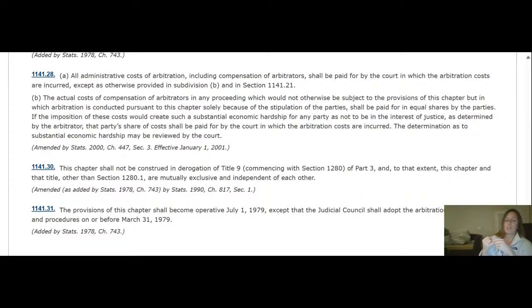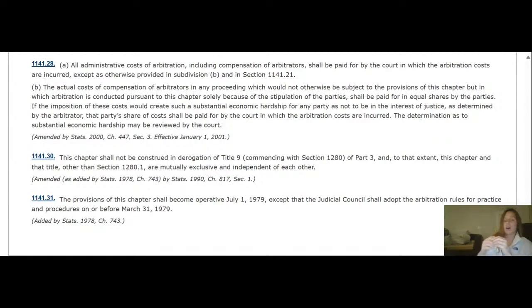1141.30. This chapter shall not be construed in derogation of chapter or Title 9, commencing with Section 1280 of Part 3, and to that extent, this chapter and that title, other than Section 1280.1, are mutually exclusive and independent of each other. 1141.31. The provisions of the chapter shall become operative in 1979, except that the Judicial Council shall adopt the arbitration rules for practice and procedures on and before later in that year.